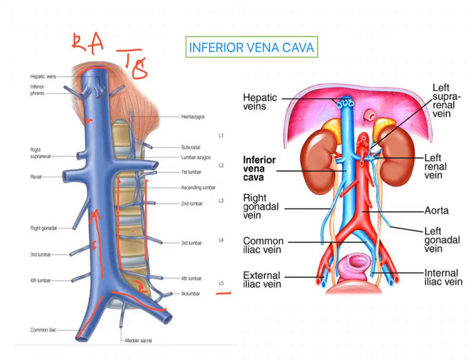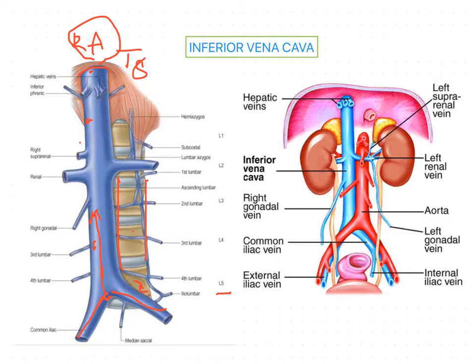This inferior vena cava is formed by the union of the right and left common iliac veins on the right side of the body of L5, and it ascends in front of the vertebral column on the right side of the aorta, grooves the posterior surface of the liver and pierces the central tendon of the diaphragm at the level of T8 and opens into the lower and posterior part of the right atrium. So this is the course of the inferior vena cava.